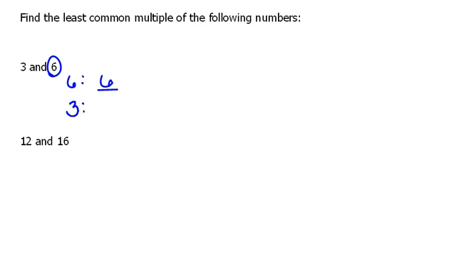If we were to write out our multiples of 3, 3 times 1 would be 3, 3 times 2 would be 6. So the least common multiple, or the LCM, would be 6.